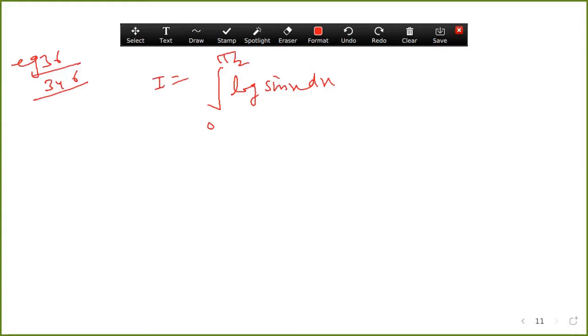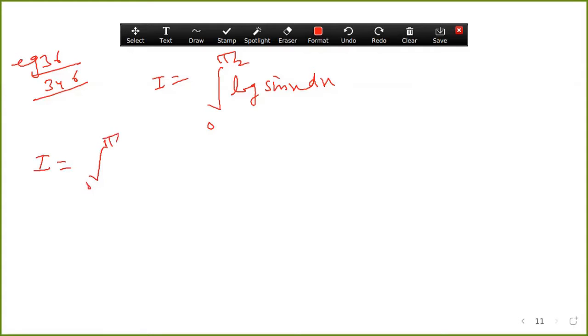Now in this question, 3 or 4 properties are applied to simplify the question. We have to just practice this question, then you can do it. Otherwise it's difficult because 3 or 4 properties are in the same question. Now first of all we have to apply the a minus x property. A minus x means replace x by pi by 2 minus x.